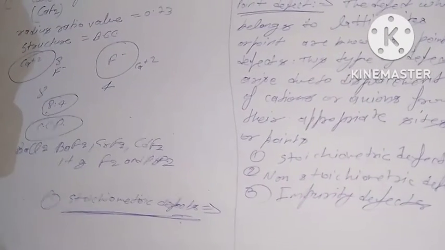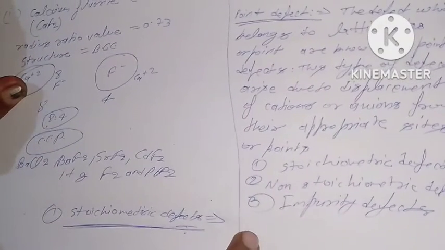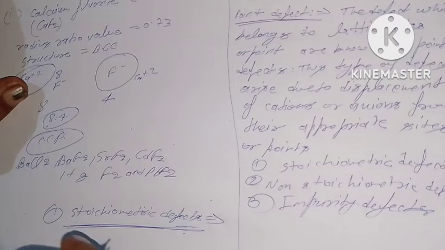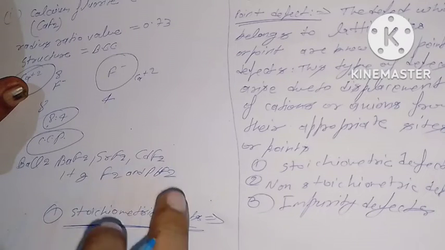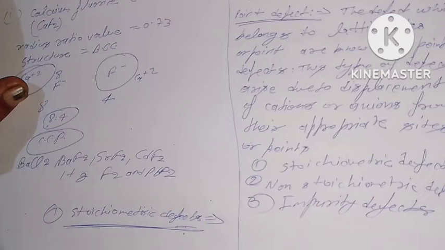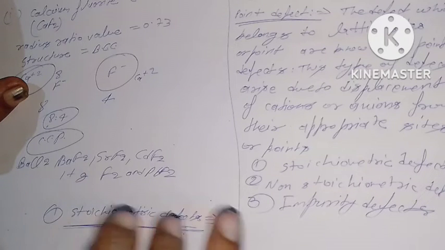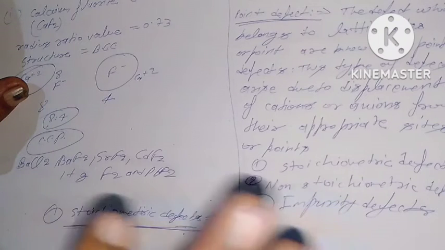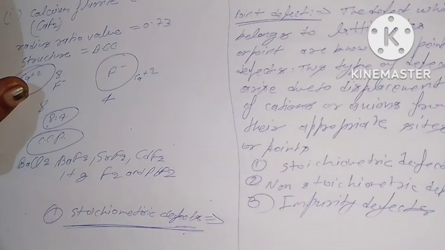Stoichiometric compounds are those where the number of the different types of atoms or ions present are exactly in the same ratio indicated by their chemical formula. They obey the law of constant composition. Those defects in which the ratio of cations and anions does not change are called stoichiometric defects.